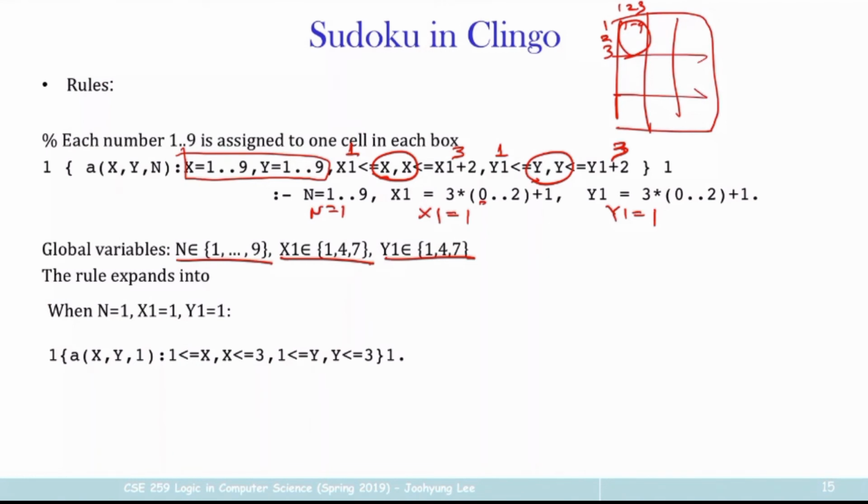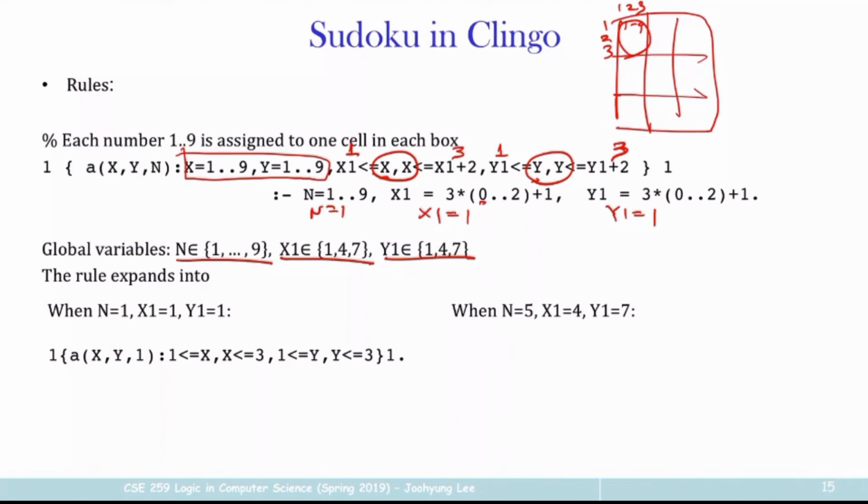Okay? That's what this rule is about. Again, this is a bit complex. The best way that you can understand this is, as I just showed you, instantiate the global variables and try to understand from there. If you have difficulty, let me know. Let's actually show one more example.